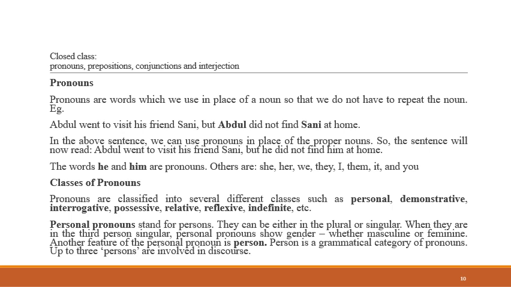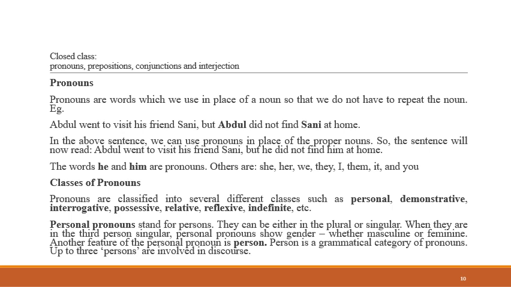Take a look at the example on the screen. Abdul went to visit his friend Sani, but Abdul did not find Sani at home. Can you see? The sentence is clumsy because of what? Repetition of nouns anyhow. In the above sentence, we can use pronouns in place of proper nouns.